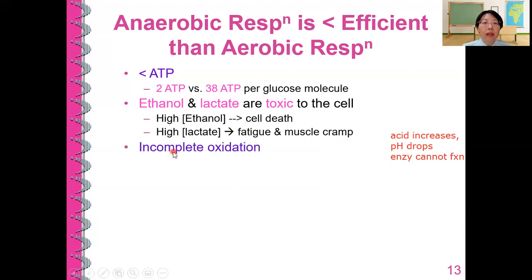Okay, third inefficiency is incomplete oxidation. Now this ethanol and lactate, are they organic molecule or inorganic molecule? Organic or inorganic molecule? Organic. Organic, so got energy or not? Yes. Can still be oxidized or not? I think so. Yes.